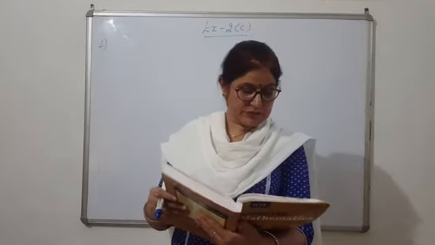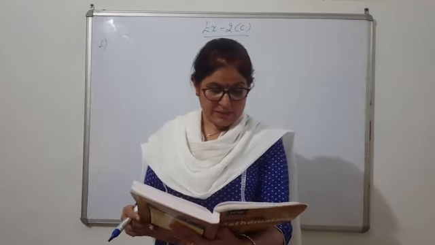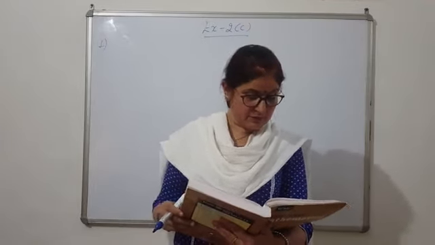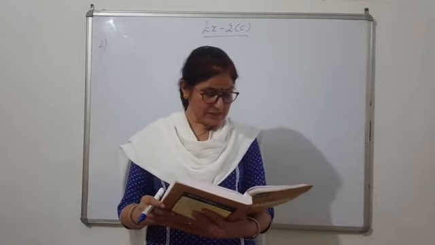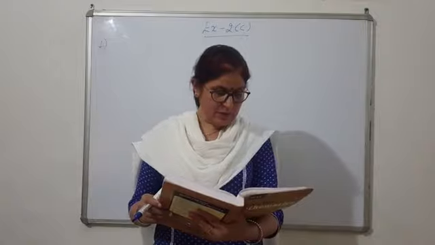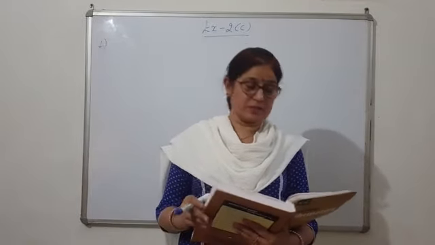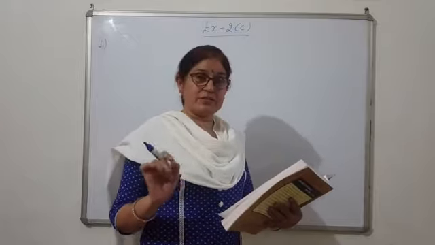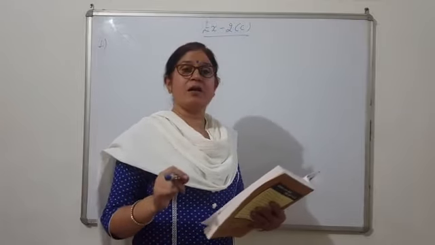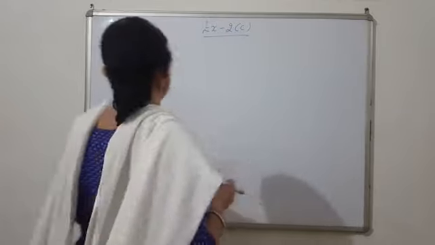So first question of this exercise. A sum is invested at compound interest compounded yearly. If the interest for 2 successive years is given, you have to calculate the rate of interest. So what we will do? If we subtract both the interests, whatever will come, that is the interest for 1 year.